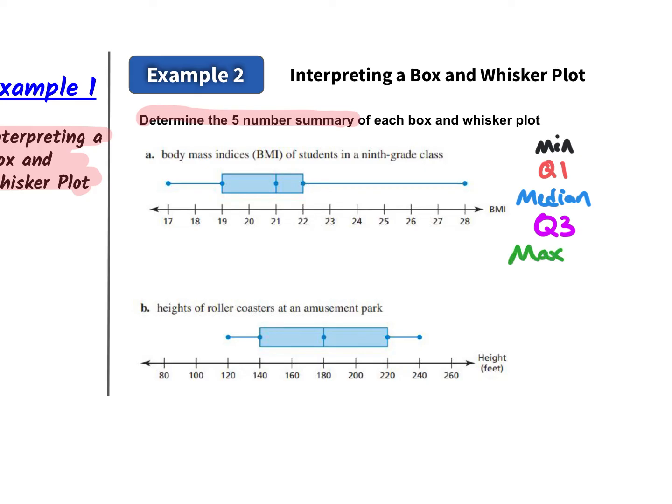Okay, so how do we find the minimum value? That's right here at the edge. We find the minimum value at 17. That's where the whisker begins. So I'm going to say the minimum value is 17.